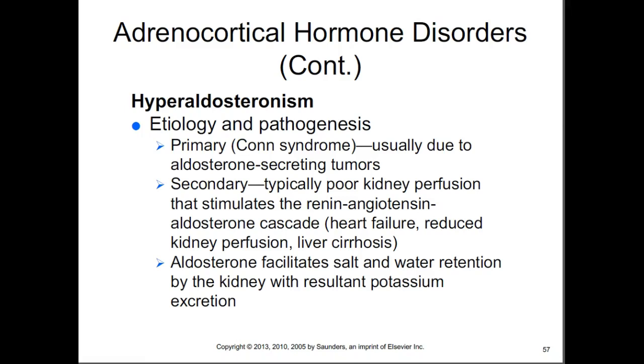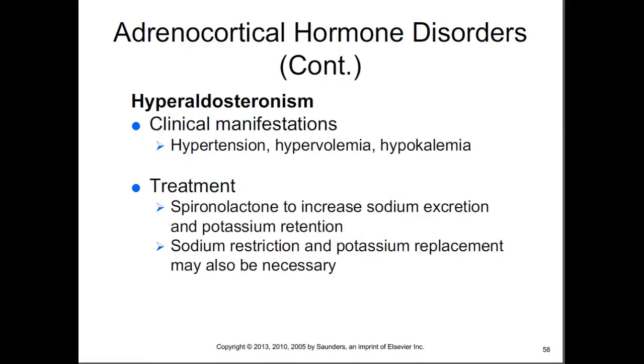All right, so hyperaldosteronism: etiology and pathogenesis. Primary, we call it Conn syndrome, CONN, right? It's usually due to an aldosterone secreting tumor. Secondarily, you have poor kidney perfusion that stimulates the renin-angiotensin-aldosterone cascade due to either heart failure, reduced kidney perfusion, or liver cirrhosis. And aldosterone facilitates salt and water retention by the kidneys, resulting in potassium excretion. Remember that function, right?